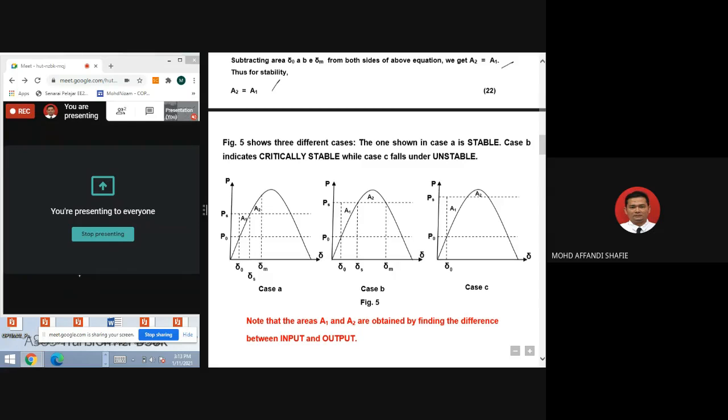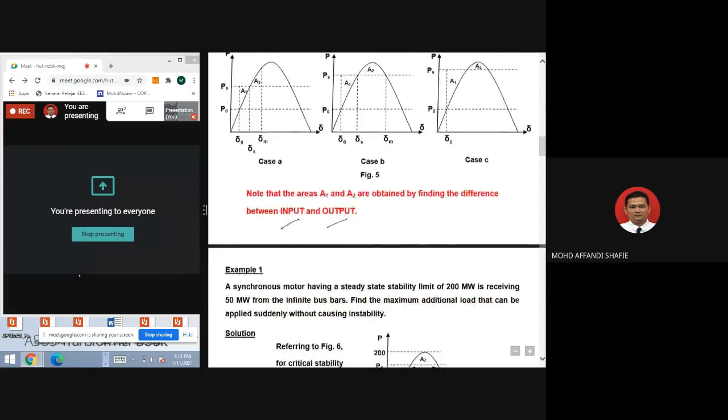Figure 5 shows three different cases. The one shown in case A is stable. Case B indicates critically stable, but case C falls under unstable. So the one is stable, the one is critically stable, the one is unstable. So the areas A1 and A2 are obtained by finding the difference between input and output.